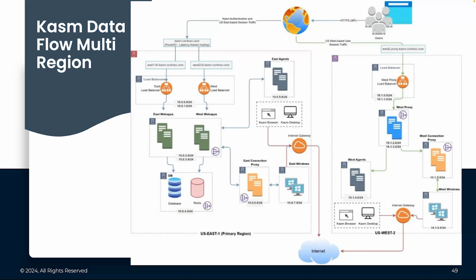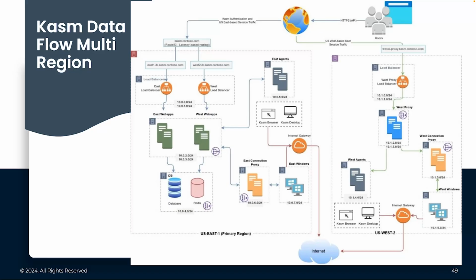If they reside in the East, notice both East and West web apps are still going to our same pair of database servers, Redis and Postgres, right? But if they're East, then they'll be sent out to the East agents for any Dockerized instances. Or again, if they're hitting the East connection proxy of Guac, right? They're going to be hitting East Windows resources.